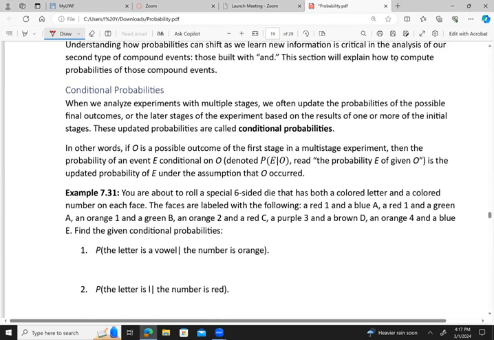So we have to consider what's called conditional probability. When we analyze experiments with multiple stages, we often update the probabilities of the possible final outcomes, or the later stages of the experiment, based on the results of one or more of the initial stages. These updated probabilities are called conditional probabilities. In other words, if O is a possible outcome of the first stage in a multi-stage experiment, then the probability of an event E conditional on O, denoted the probability of E given O, is the updated probability of E under the assumption that O occurred.